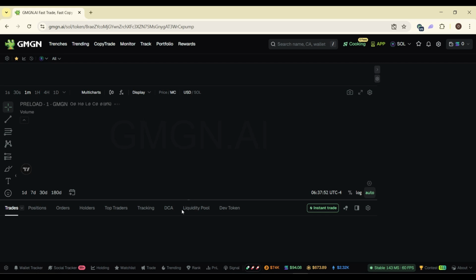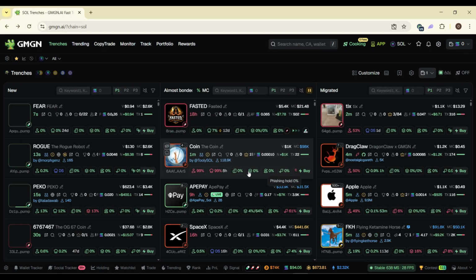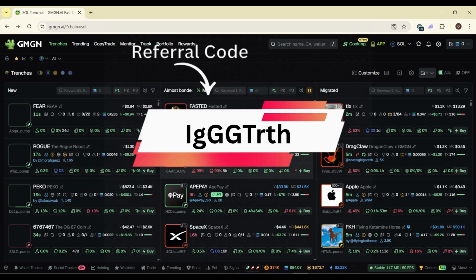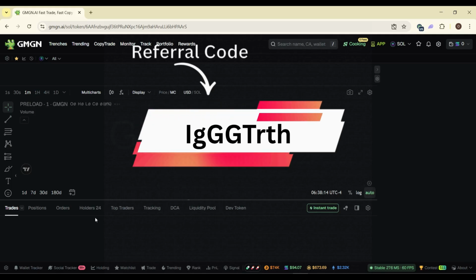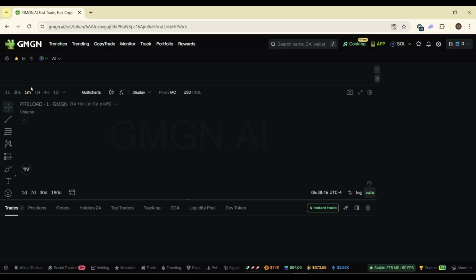There's an important truth. Let's be clear: no tool can predict rug pulls with 100% accuracy, but tools like GMGN AI can help you identify red flags early. So let's check another coin here. I suppose we can go with this one. Let me check here again.